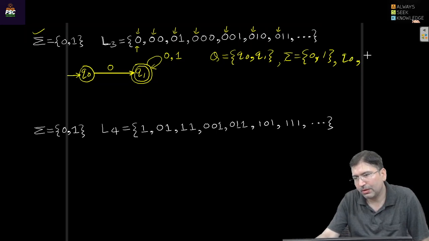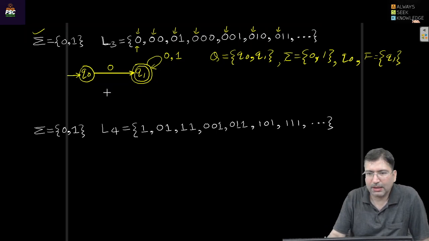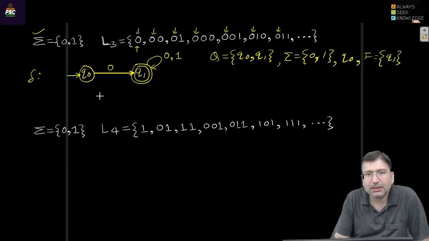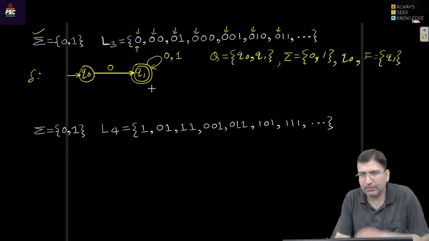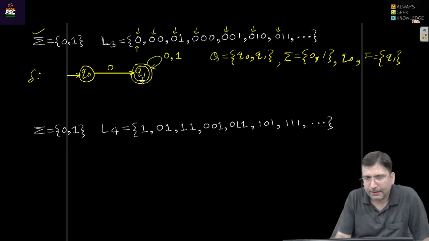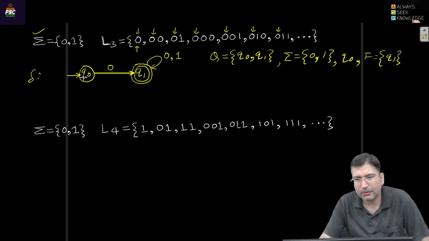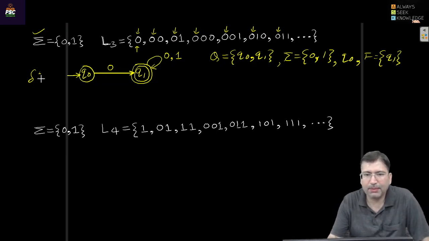Initial state q0. Final state set, there is only one final state q1, and this delta is drawn here as a diagram. Now, whether this automata is NDFA or DFA, you can type in the comment section whether it is DFA or NFA. What I told you in the previous lecture: on every state of the automata, for every possible input, there are 2 possible inputs, 0 and 1. There has to be one and only one transition.